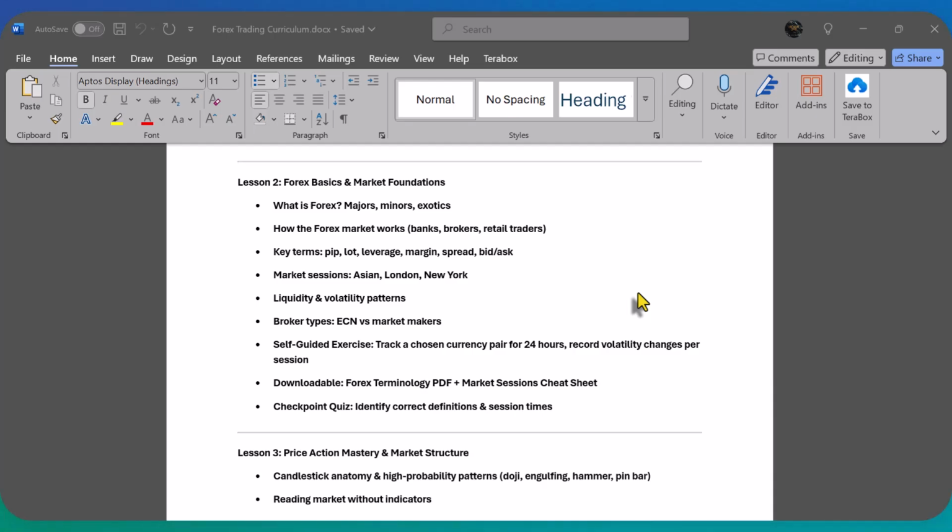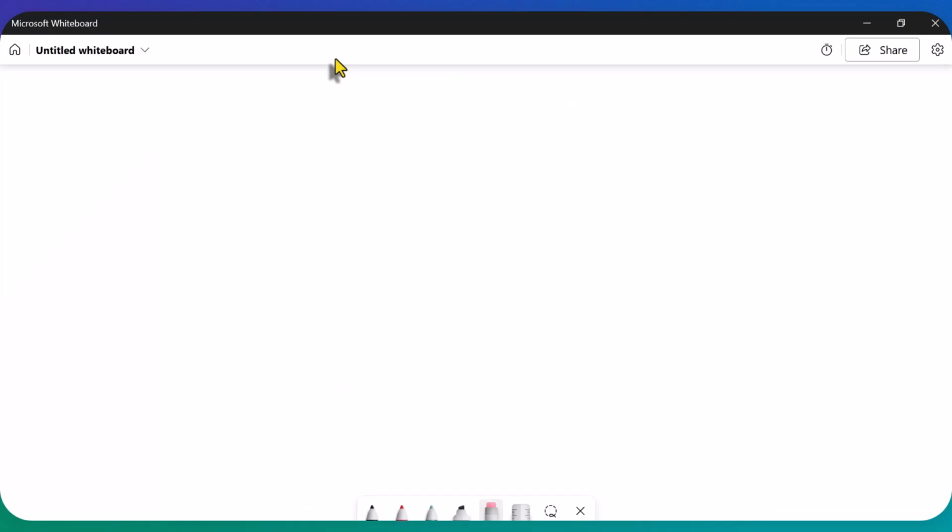And I'm going to be making sure that we dive deeper into each of these terms in detail. So yeah, let's move on now. For this lesson, I'm going to be majorly using the whiteboard so that you can see what I'm trying to explain. So now, what is Forex?